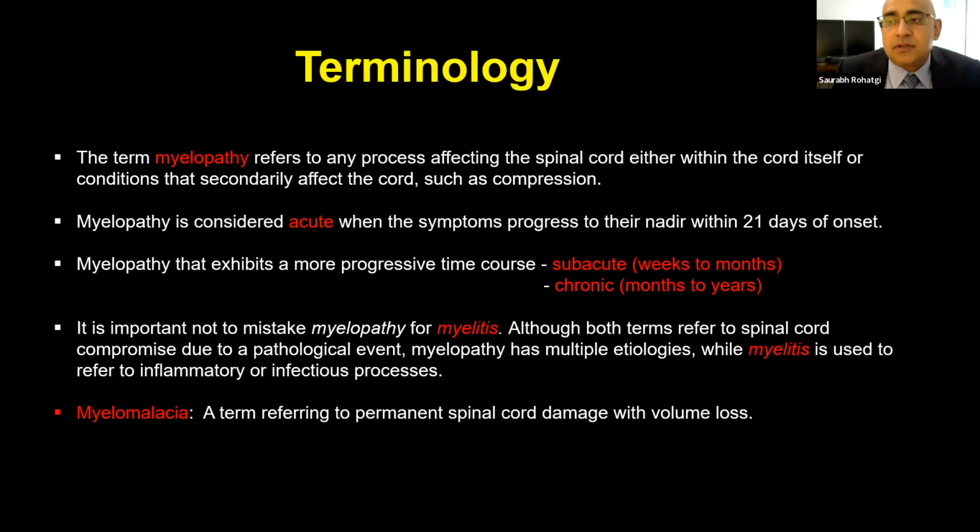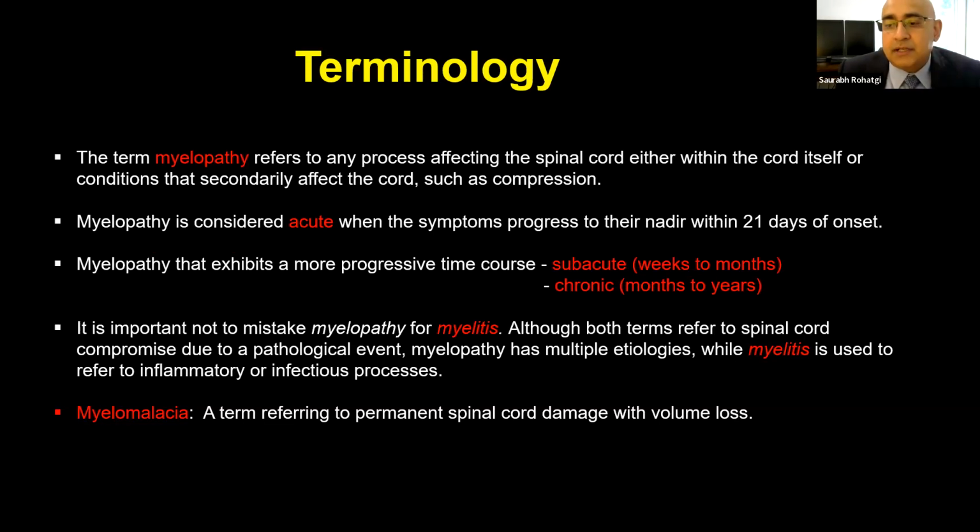So first of all, the most important thing for us is to identify what we mean by the term myelopathy. The term myelopathy refers to any process affecting the spinal cord, either within the cord itself or conditions that secondarily affect the cord, such as cord compression. Myelopathy is considered acute when the symptoms progress to within 21 days of onset. If it exhibits a more progressive time course, it is subacute when it's within weeks or months, or chronic when it's months to years.